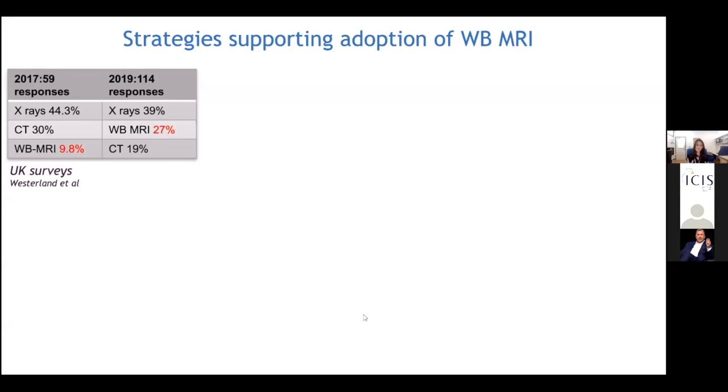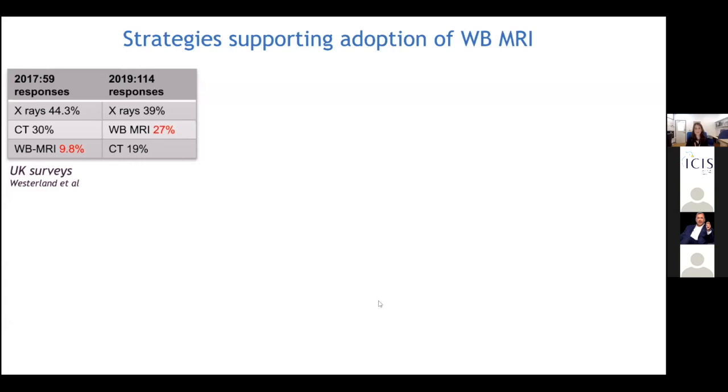Now, having said all of that, whole body MRI availability is not where we would like it to be. In the UK, our audits have suggested, this is an audit by another group from UCL, showed that whole body MRI uptake for myeloma patients back in 2017 was about 10%, and it rose to 27% in 2019. So it's getting better, but not where we would like. So there are a number of strategies that we need to employ to support adoption.